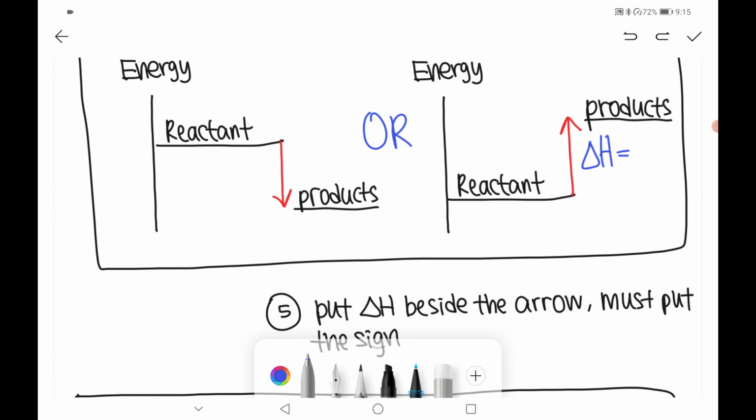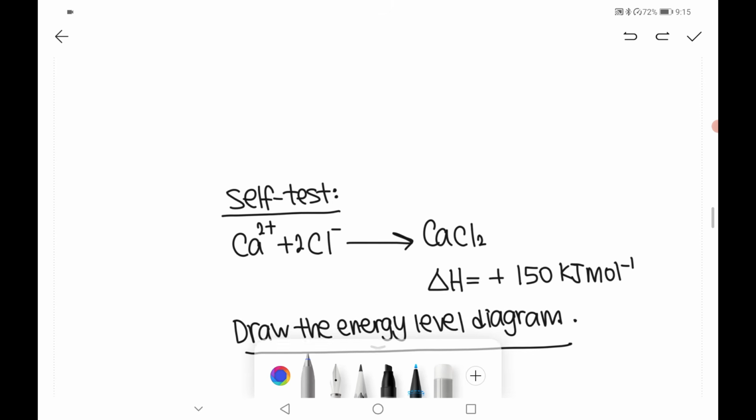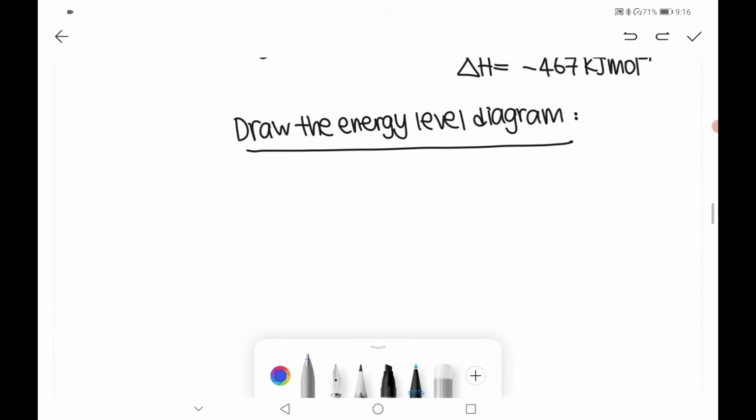Now I will show you an example, so you can imagine better. I will do one example with you, then you need to do one self-test for me. So let's do it.